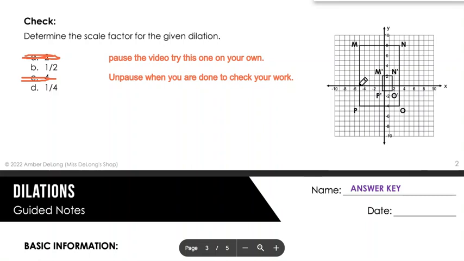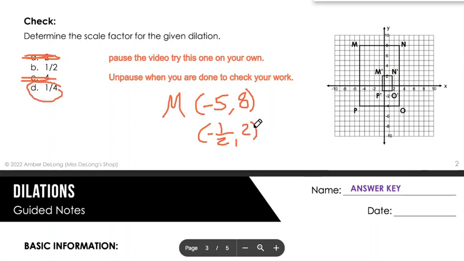Well, let's see, M is at -5, 8, all right? Let's write that down, -5, 8. That's what M was at. All right, let's see what M prime is at. M prime is at -0.5 and 2. All right, so how can I get from 8 to 2? Would I multiply it by a half or by a fourth? I would multiply it by a fourth because 8 divided by 4 would get me 2, okay? So just by knowing it got smaller, I could get rid of 2 of my answers, and I just had to figure out one of my points to figure out what the scale factor was, okay?